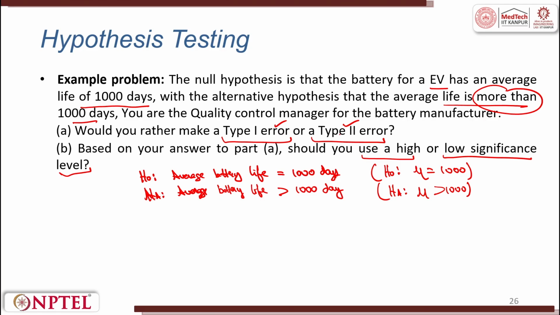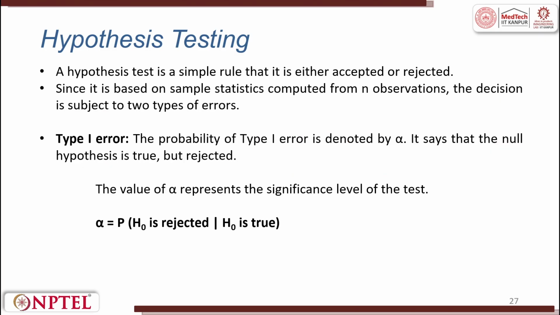For this, let me first talk about what are type 1 and type 2 errors. A hypothesis test is a simple rule that is either accepted or rejected.